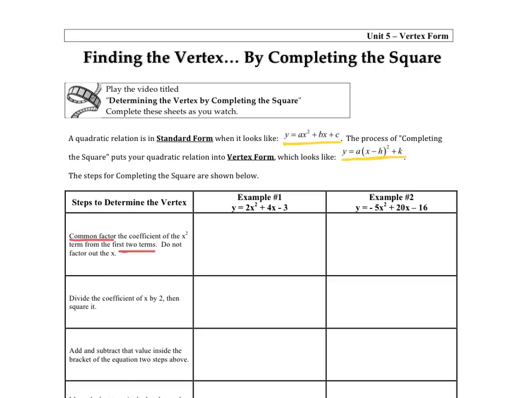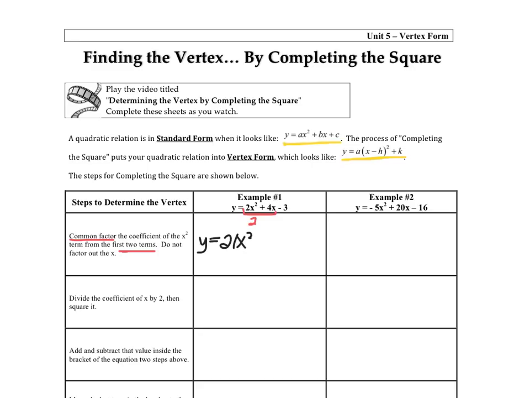If I have y equals 2x squared plus 4x minus 3, I'm going to look at the 2x squared and the positive 4x, and I notice my common factor is going to be the 2, that's the a value. Whatever a is, you're factoring it out. I don't care if you get a fraction. You have to factor out the a value, and do not factor out the x. That's important. So now, y equals 2.